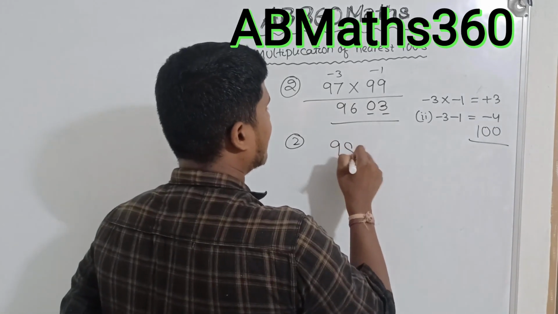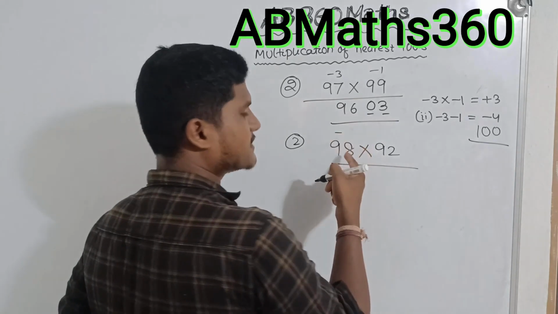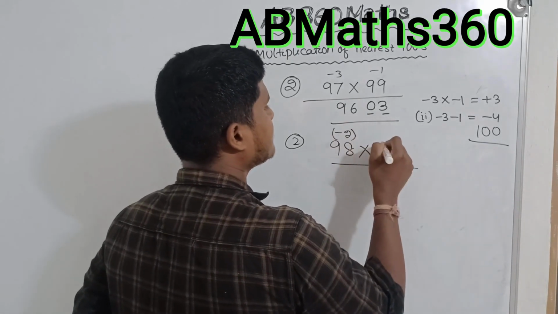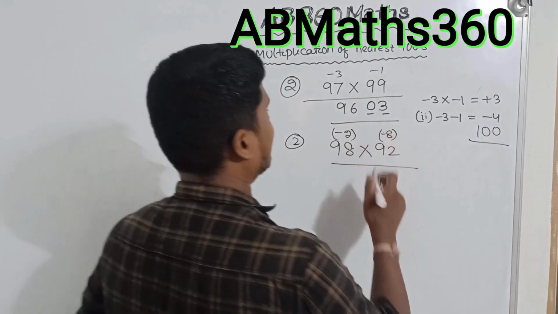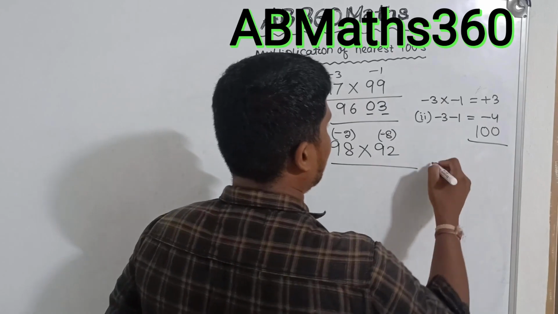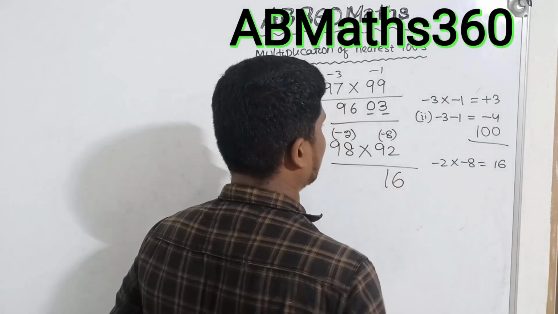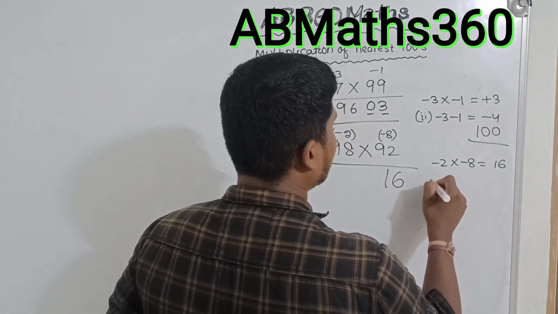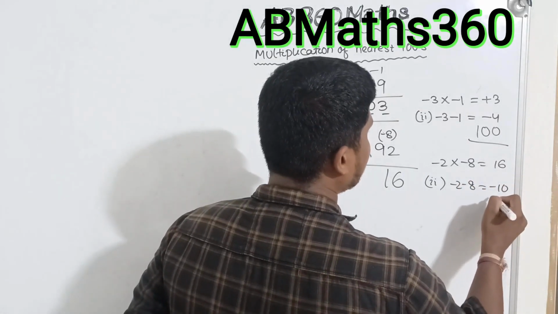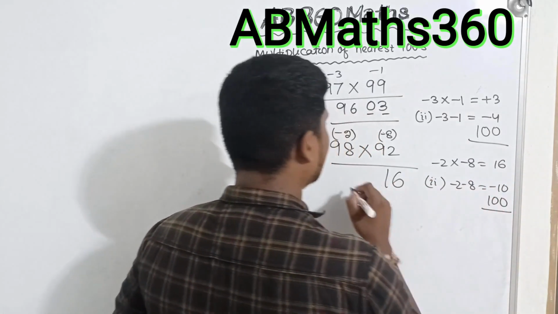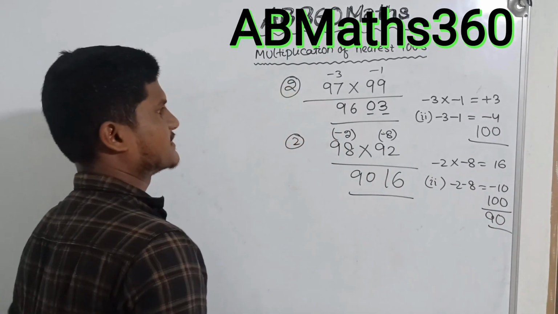Okay, look again at 98 and 92. Here this number is 2 units less than 100 and this number is 8 units less than 100. So multiply minus 2 and minus 8, that means plus 16. Just input 16. In the second condition, you have to add minus 2 and minus 8, that is minus 10. Just add it with 100, we get 90. So input it here. The answer is 9016.